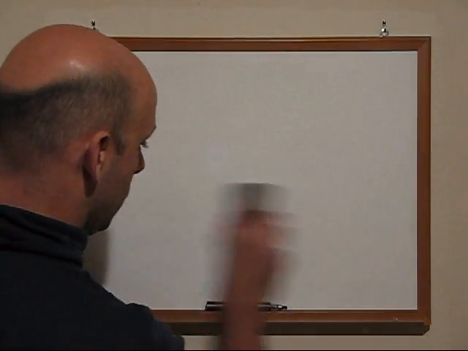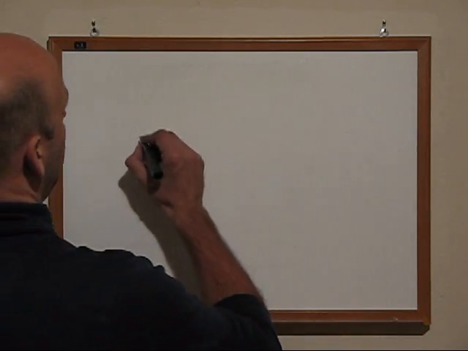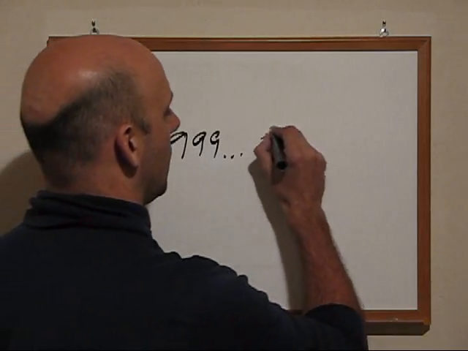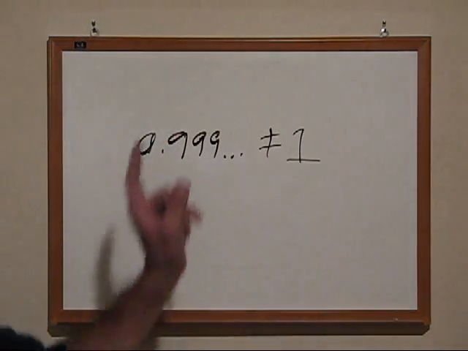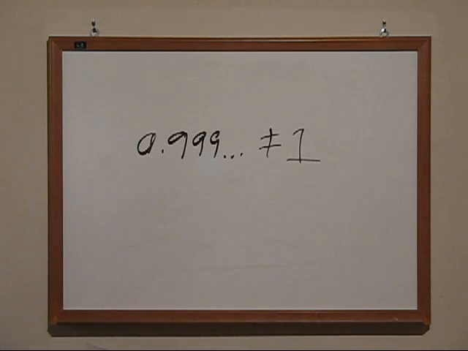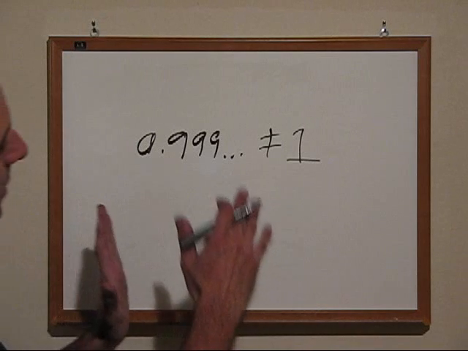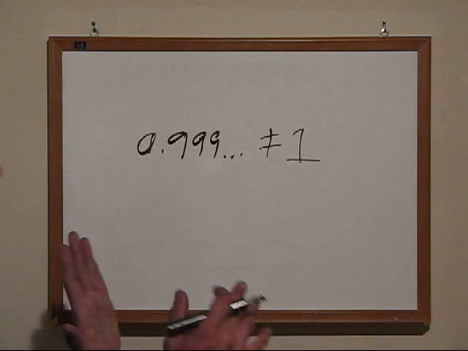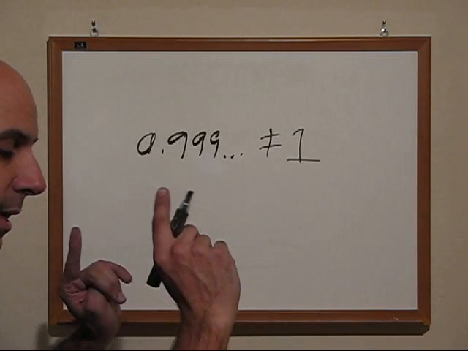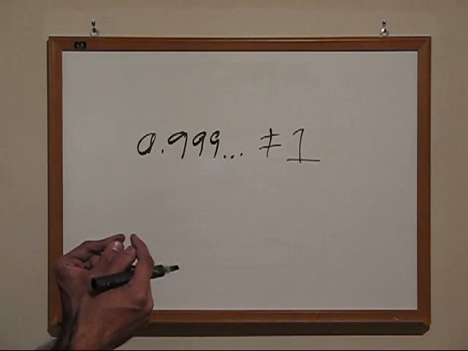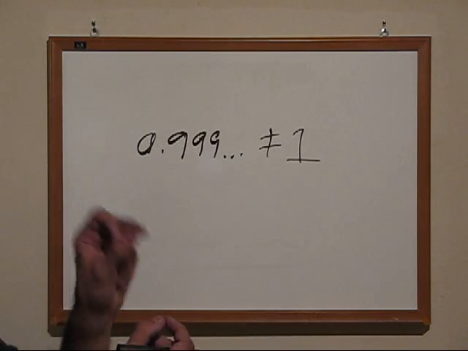Now, if that doesn't convince you, we'll do one more thing. If 0.999 repeating is not equal to 1, then there must be some number that falls between them. And the reason for this is because of a concept called continuity. Continuity states that in the real numbers, which are continuous, any two numbers, no matter how close together they are, if they are not the same number, there will be another number between them.